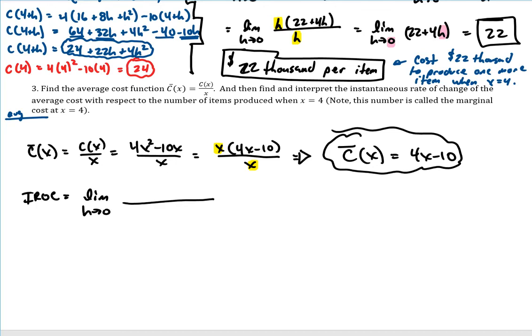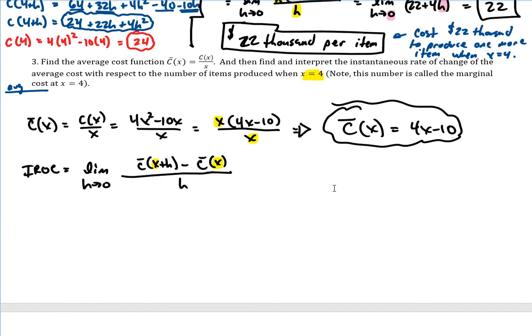The limit as h goes to 0. Now instead of f of x, it's this function, so c bar of x plus h minus c bar of x over h. Okay, so we can start to see it a little differently. But they also wanted to do it when x is 4 again. So let's change that x into 4.